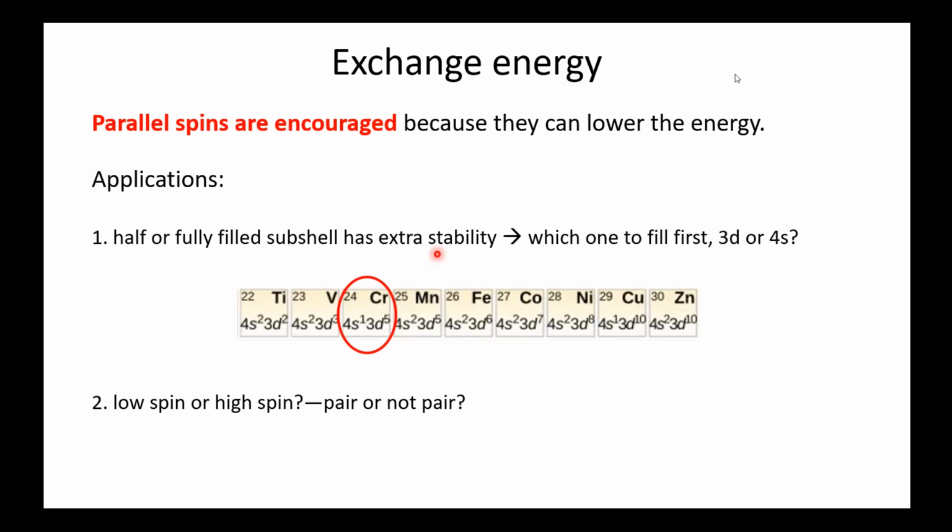Because now you have all the parallel spin, right? And the total spin number is high. That's why it's called the high spin configuration. For the oxide systems, most of the transition metals would adopt a high spin configuration. And the reason is, oxygen is not able to create a very large crystal field splitting energy, such that the transition metals would rather go to the high energy level rather than pairing.